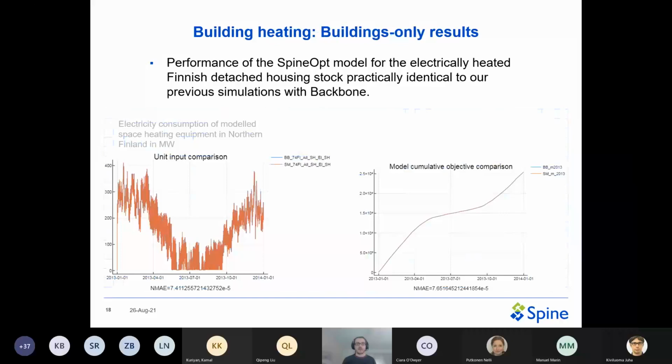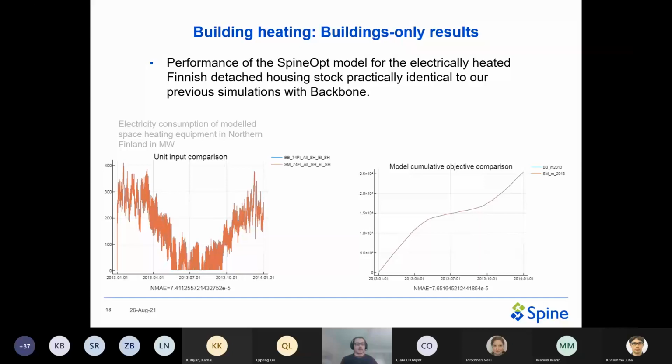So now I'm just going to quickly show you some results. These are some results from the comparison between the building only model. On the bottom left here, I have the electricity consumption of the modeled space heating equipment in northern Finland in megawatts. And you probably can't see the difference. There is a blue line, which are the Backbone results, and then there is the red line, which are SpineOpt results. It's abbreviated SM here because back when I did this case study, it was still called Spine model. But the point is that the building only model behavior is basically identical.